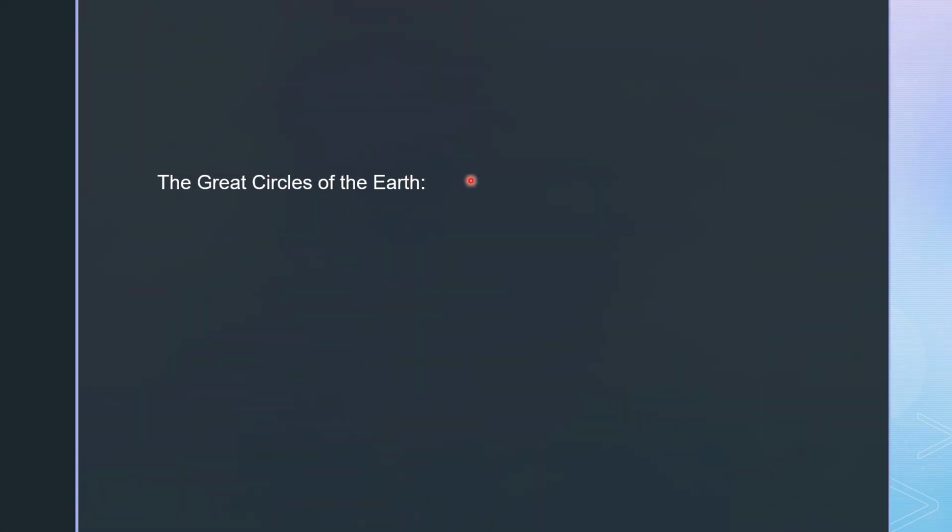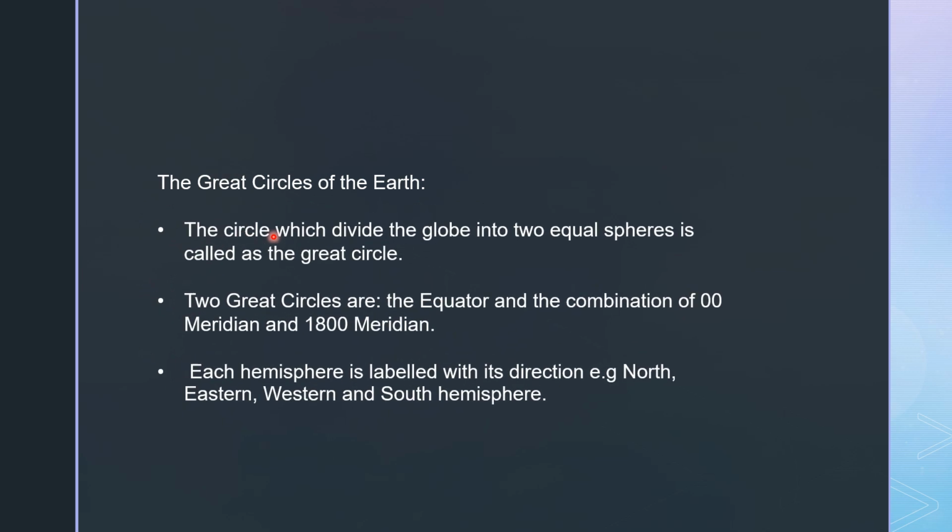The great circles of the earth. The circle which divides the globe into two equal spheres is called a great circle. Two great circles are the equator and the combination of the 0 degree meridian and 180 degree meridian. Each hemisphere is labeled with its direction. Example: northern, eastern, western, and southern hemisphere.